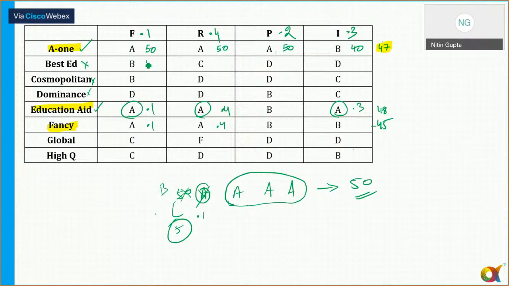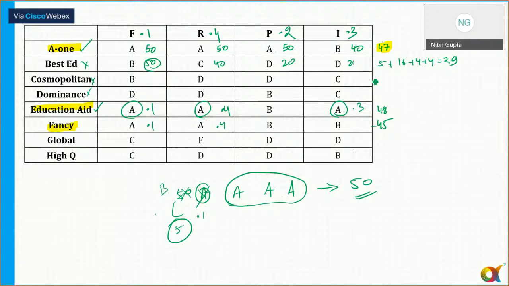Here B is 50, C is 40, D's value is 20 and 20. Okay. So 50 into 0.1 is 5, 40 into 0.4 is 16, 20 into 0.2 is 4, and then 4. So 4 plus 4 is equal to 8, 8 plus 5 is equal to 13, plus 16, 13 plus 16 that is equal to how much? That is 29.